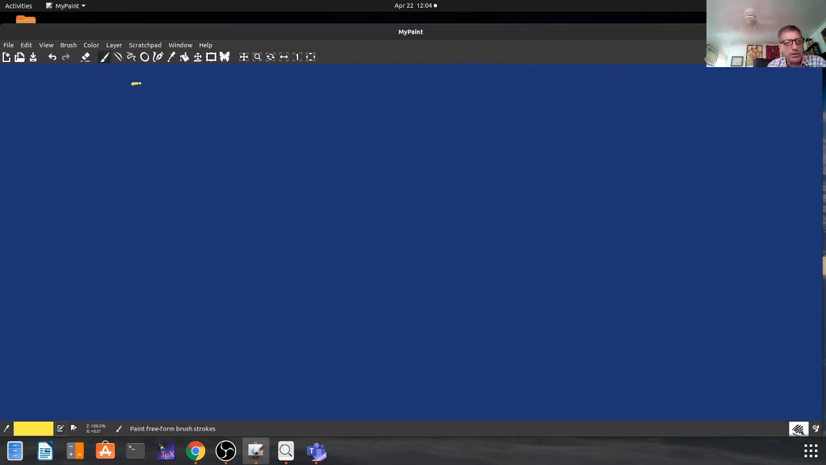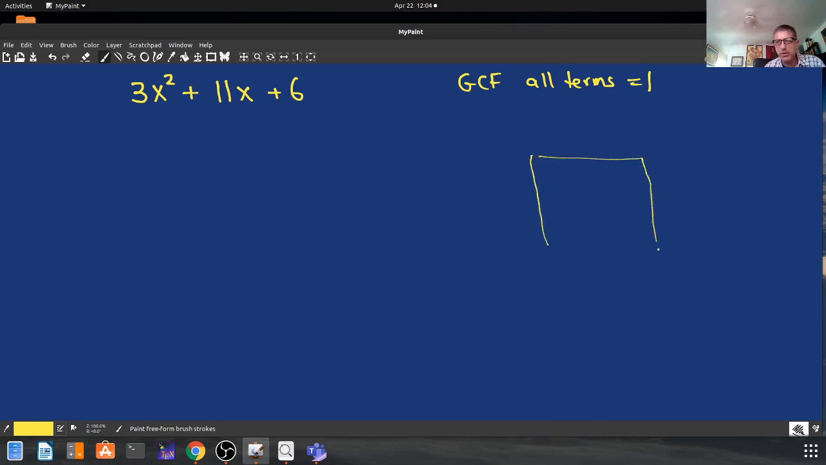So the first one we're going to do is, here we go. It's a polynomial whose leading coefficient is not 1. See that 11 right there and that 3 right there? And the GCF of all of its terms is equal to 1. But as it turns out, we can still use our method just as before without any changes. It just requires a little bit more of the guessing.